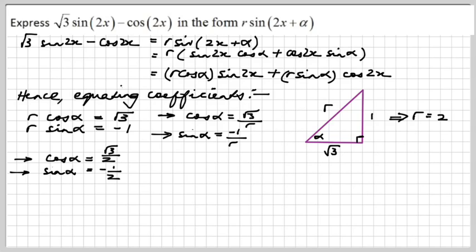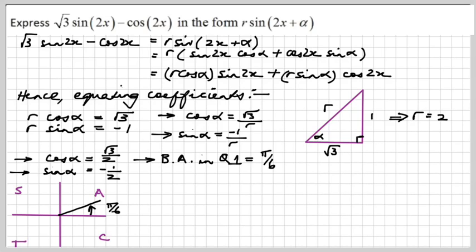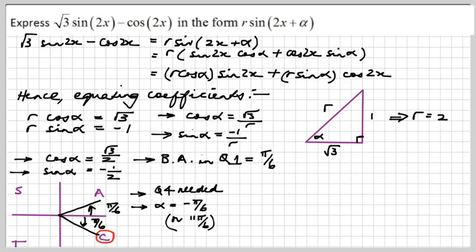Now, basic angle, CAST diagram, equivalent angle, done deal, guys. There's your CAST diagram. The basic angle is going to be pi on 6 this time. Now, which quadrant? That's the question I want you to address. Sine is negative, cos is positive. Which quadrant? Yes, that's the one, quadrant 4. It is, isn't it? So quadrant 4 is needed, and I'm going to call it minus pi on 6.